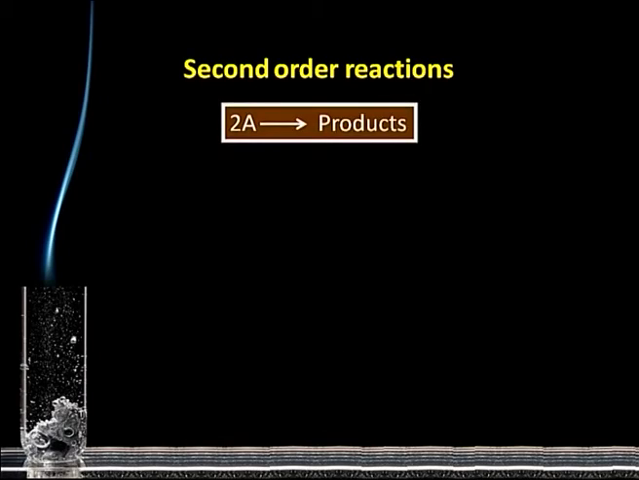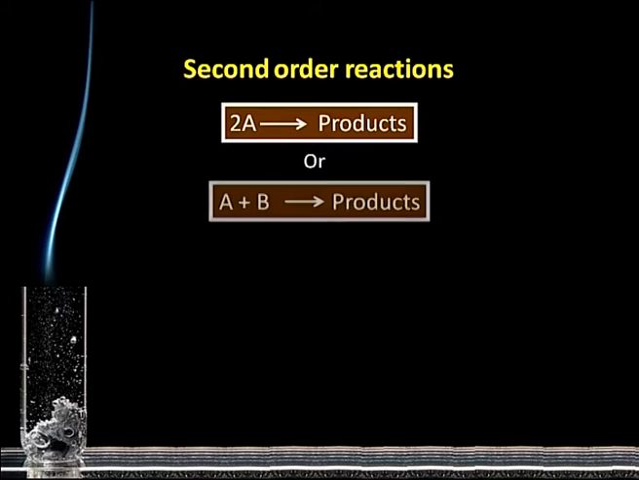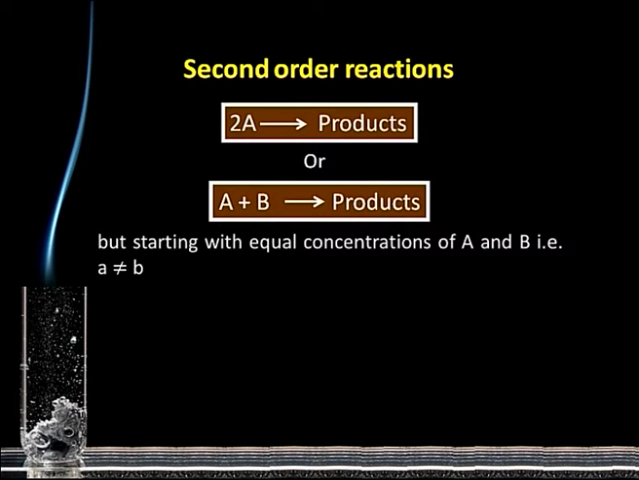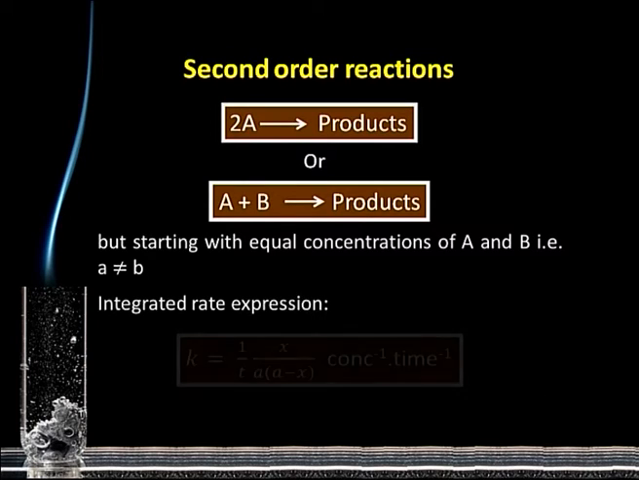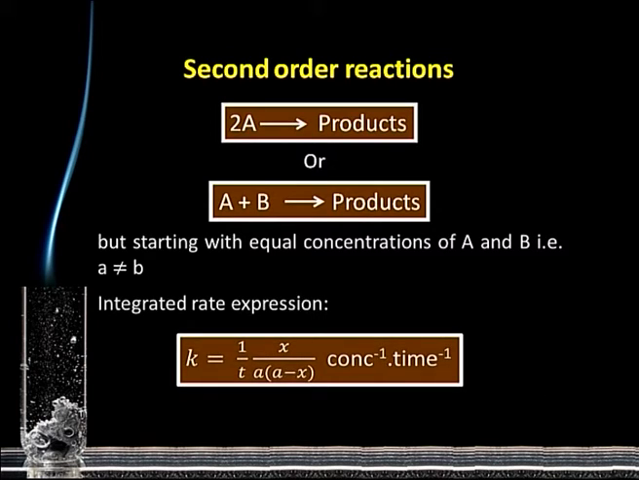Let us now look at the second order reactions, 2A giving products or A plus B giving products. In the second case, we are taking concentration of A and B same, so that we get a common equation as the integrated rate law expression. K is equal to 1 upon T x upon A into A minus x, and you can see here the unit: concentration inverse time inverse.